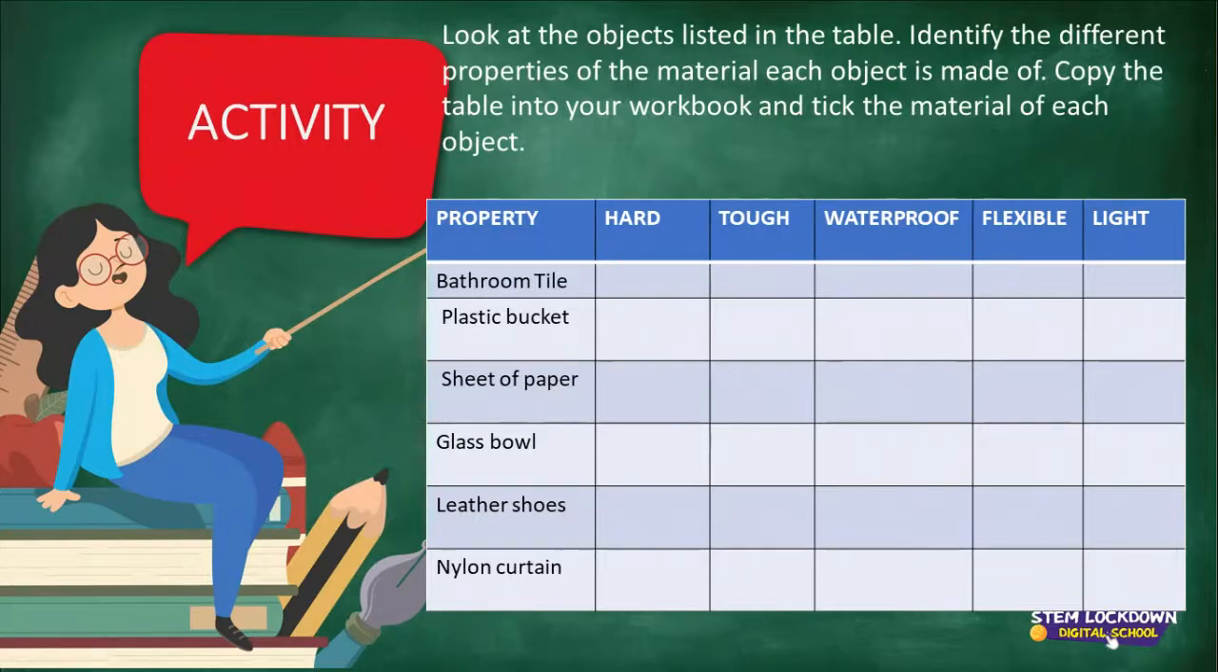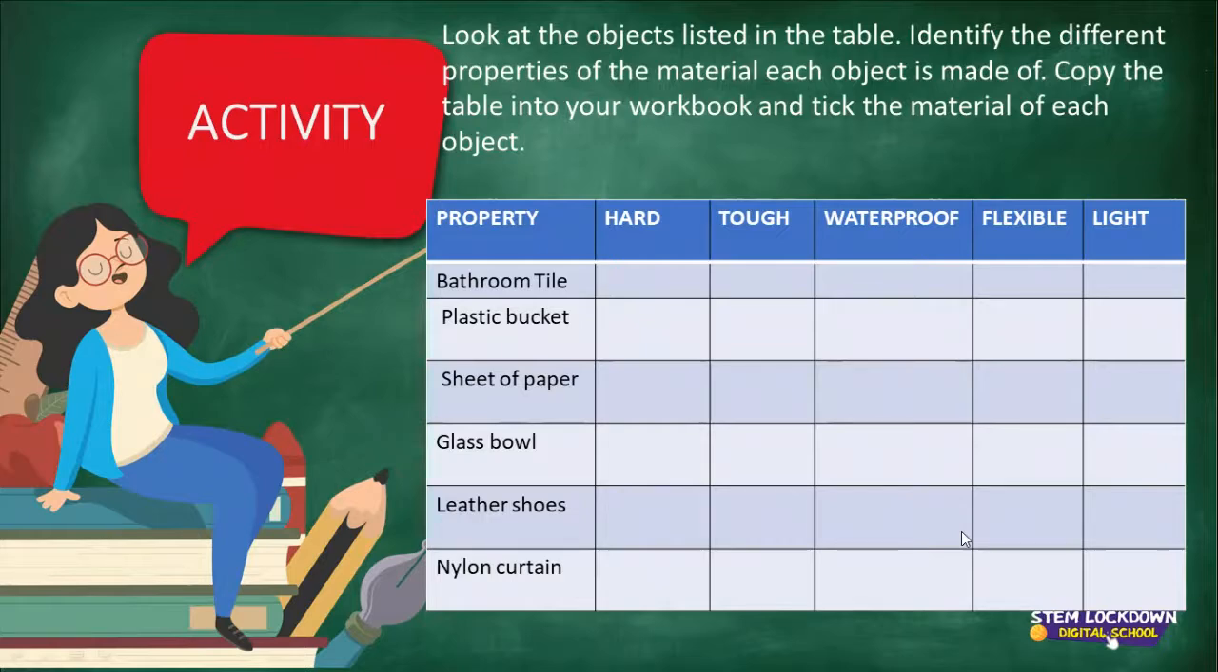Hardness is when you scratch it to see if it's hard. Then you'll see, but don't damage the curtains at your home. You can take just a very old fabric and try to test it. Then toughness, when you want to break apart to see if it's breaking apart. Then waterproof, flexible, light or heavy. Then you shall have written your answers in your books.